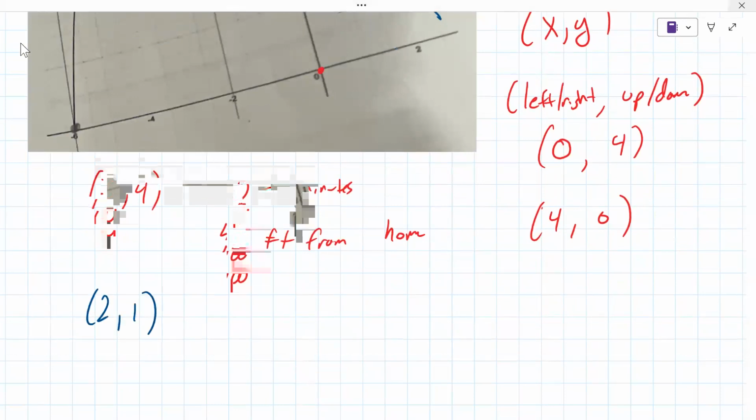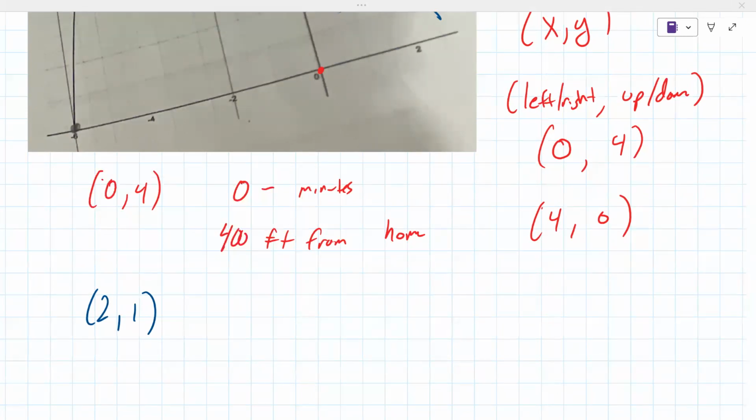What does the X value represent again? The X value represents his time from now in minutes. Okay, so it's 2 minutes from now. And 2 minutes from now, what does the Y value mean? This is from home in hundreds of feet. Okay, so 100 feet from home.